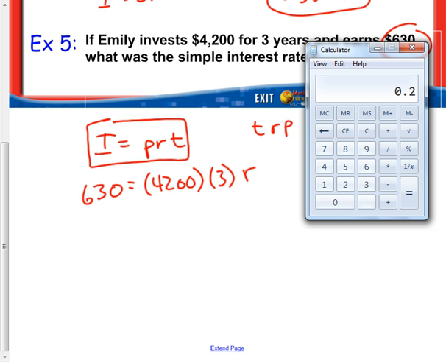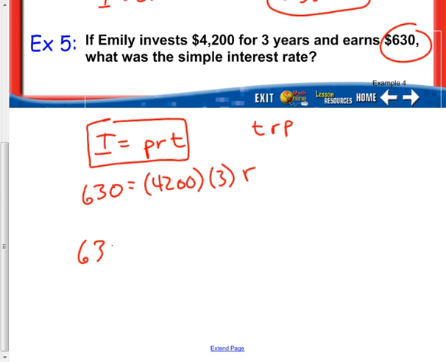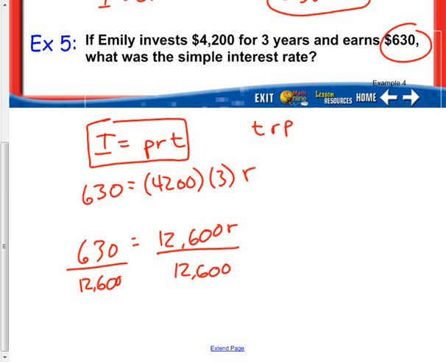So now we got to do a little bit of work. There's an extra step here. So I'm going to take my 4,200 times 3. So that gives me 12,600. Okay, so I have 630 equals 12,600 R. Now, how do I solve this? Well, 12,600 is my coefficient, so divide by the coefficient, 12,600. Okay, this cancels. I'm left with R.